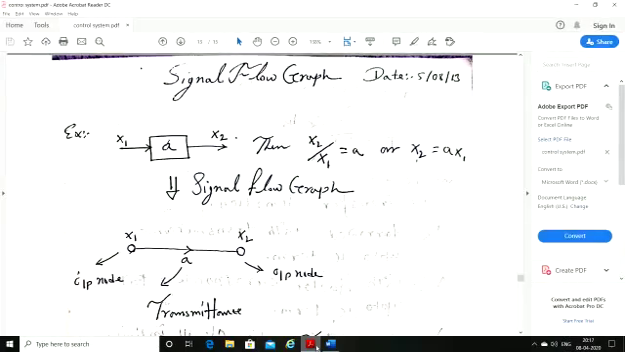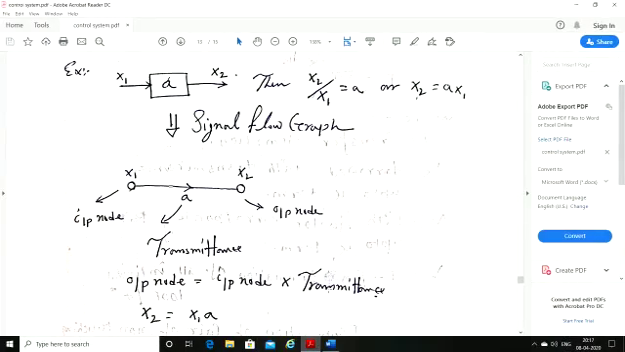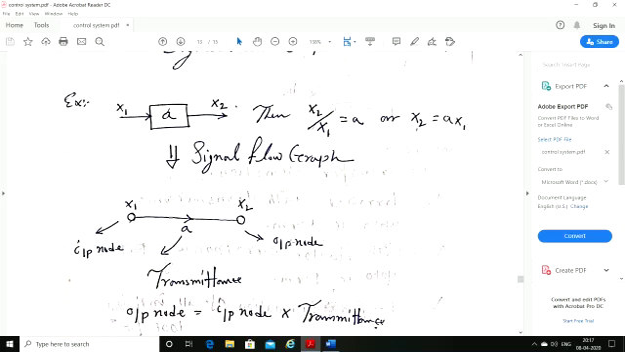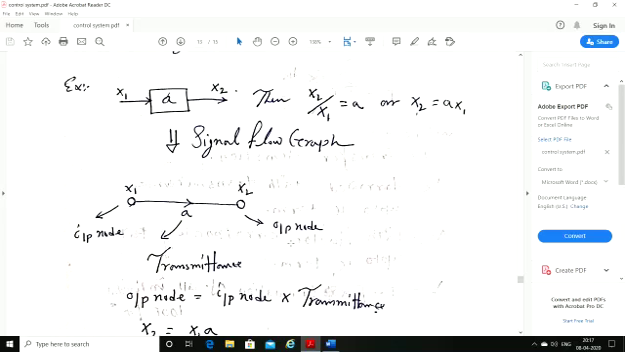Yesterday we discussed the block diagram in a control system. Today we will discuss the signal flow graph, or SFG. These are very simple, and this is also a technique like the block diagram reduction technique. It will be used to find out the transfer function of any system.